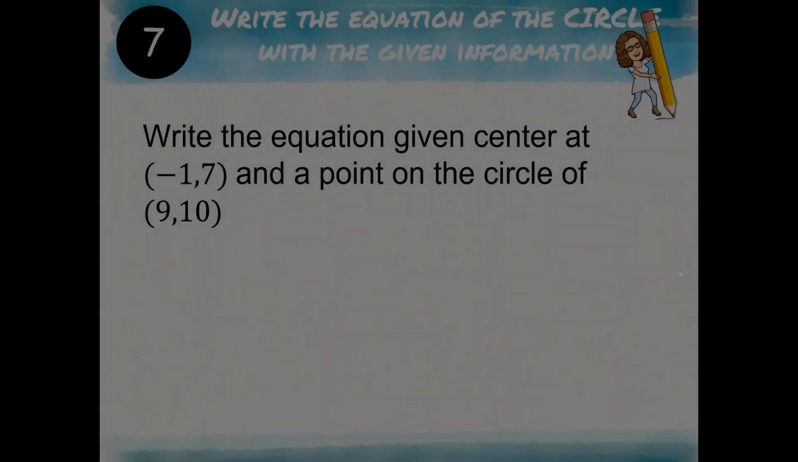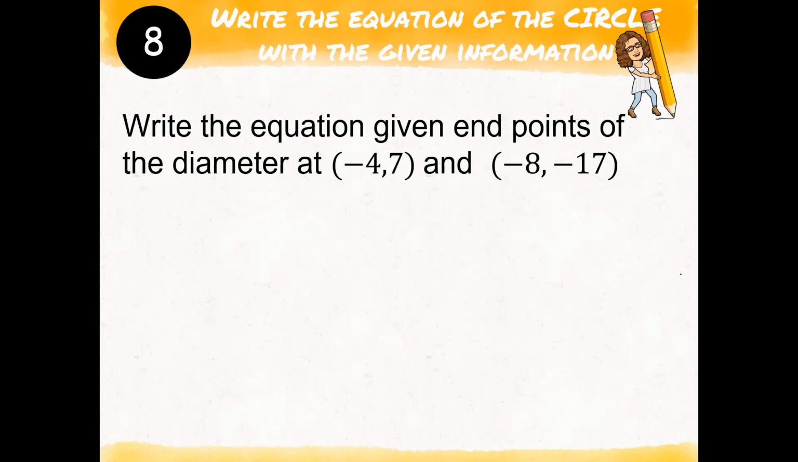Let's try another one. The last one of the night. Let's write the equation given endpoints of the diameter, (-4, 7) and (-8, -17). Okay, let's do a little sketch again. (-4, 7) is something up there. (-8, -17) is down there. So endpoints of the diameter mean that is edges of the circle, right? And somewhere in the middle exists the center. I did not get the center, and I did not get a radius. They were super mean. They took away all of my information this time.